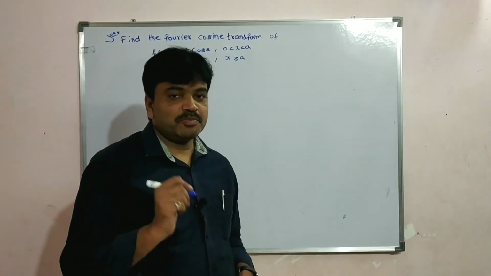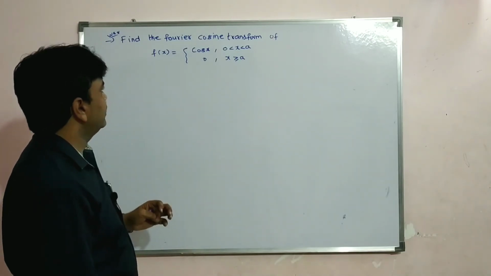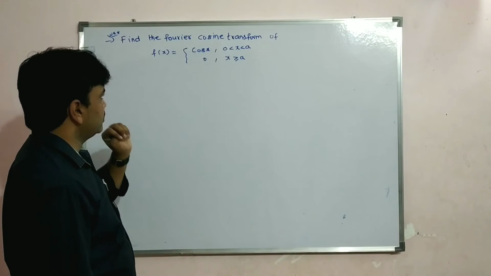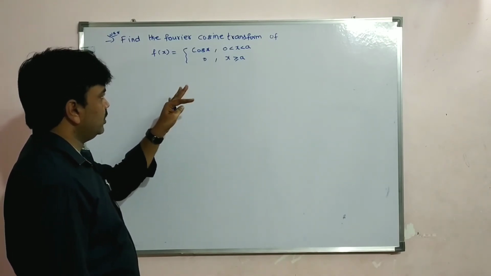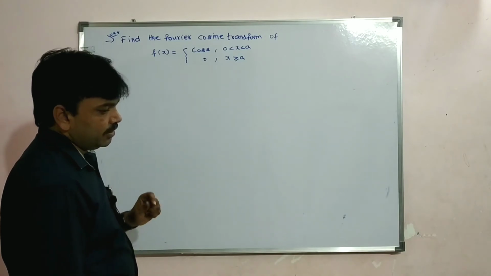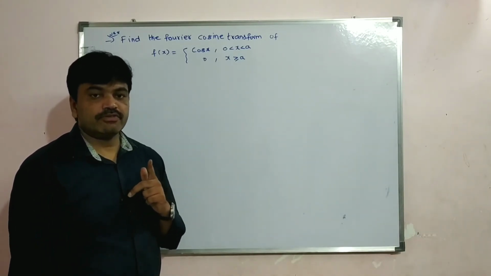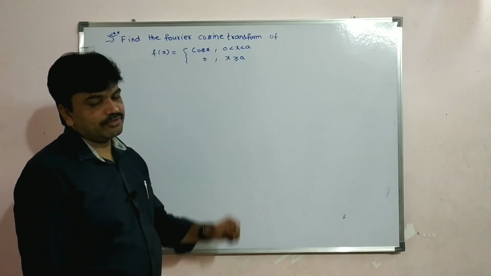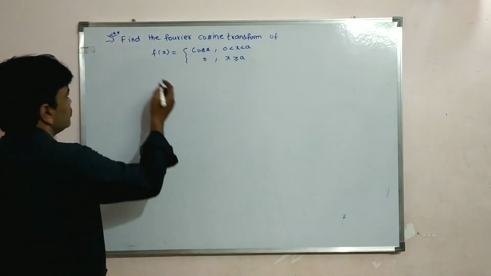Let us see another problem, students. Find the Fourier cosine transform of f of x that is equal to cos x for 0 less than x less than a, and 0 for x greater than or equal to a. The first sum is in terms of x, students, an algebraic function. The second problem, students, is a trigonometric function. Okay, students, right.